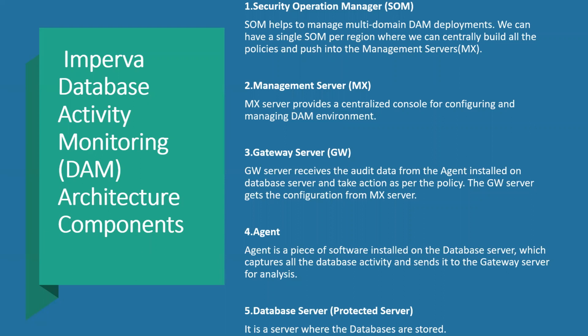The gateway server receives the audit data from the agent, which is installed on the database server, and takes action as per the policy configured. The gateway server gets all the configurations from the MX server. The agent is a piece of software installed on the database server, which captures all the database activity and sends it to the gateway server for analysis. Finally, the database server, which is also called the protected server, is where all the databases are stored.